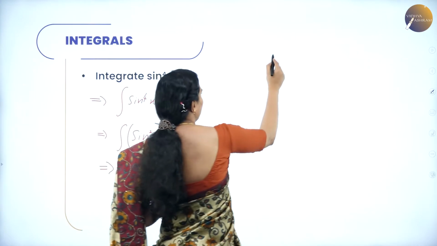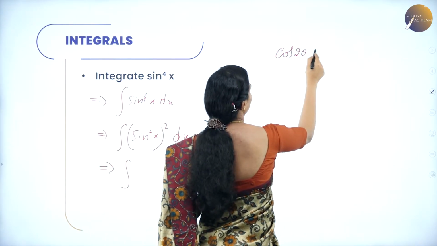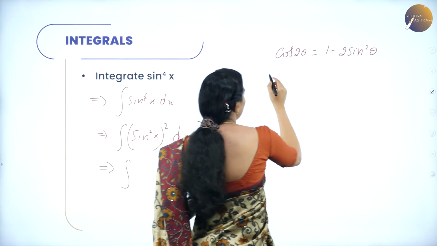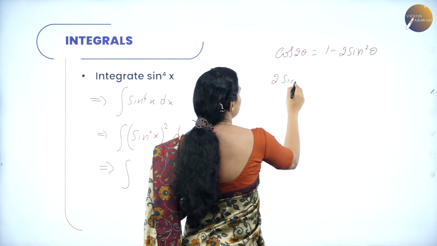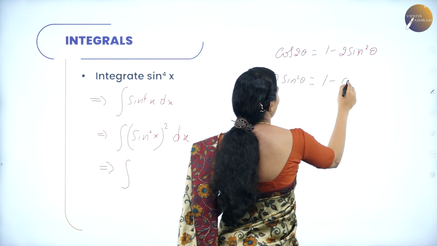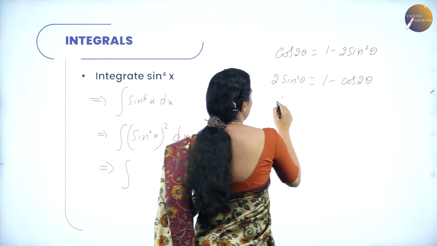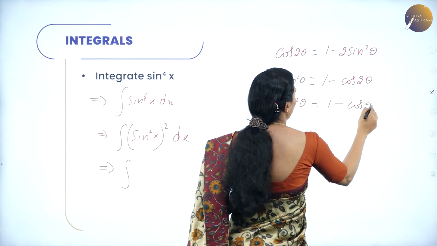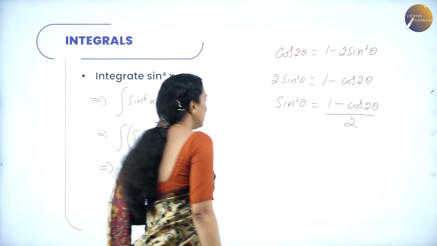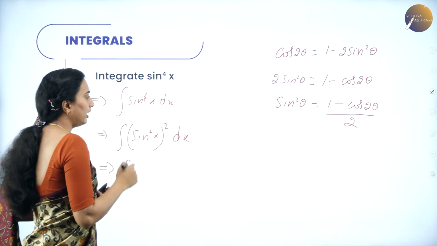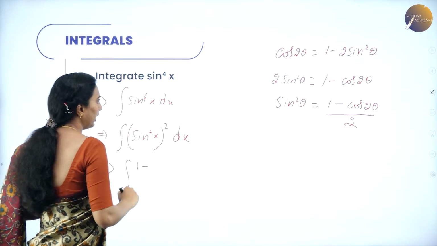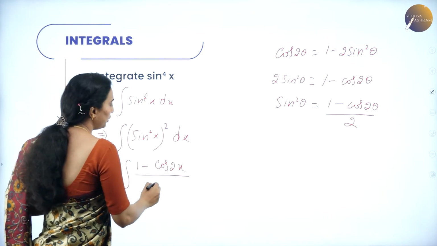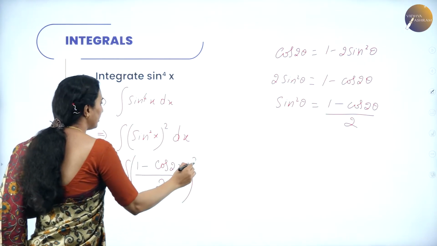You know already cos 2 theta can be written in the form of 1 minus 2 sine squared theta. Now here, 2 sine squared theta taking to this side, and 1 minus cos 2 theta to that side. Otherwise, sine squared theta can be written as (1 minus cos 2 theta) divided by 2. So, therefore, theta replaces x here, writing 1 minus sine squared x... can be written as ((1 minus cos 2x) divided by 2) whole squared, because you are having whole squared here.